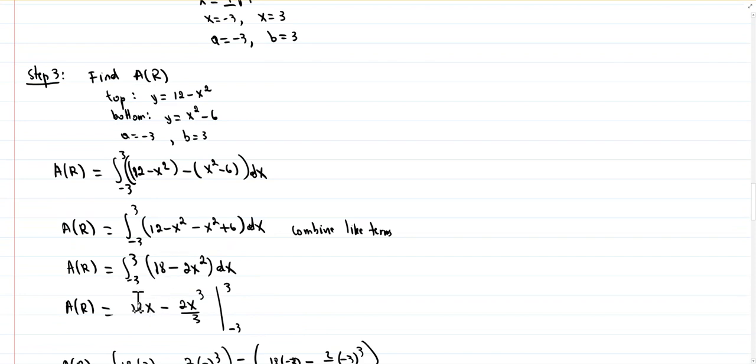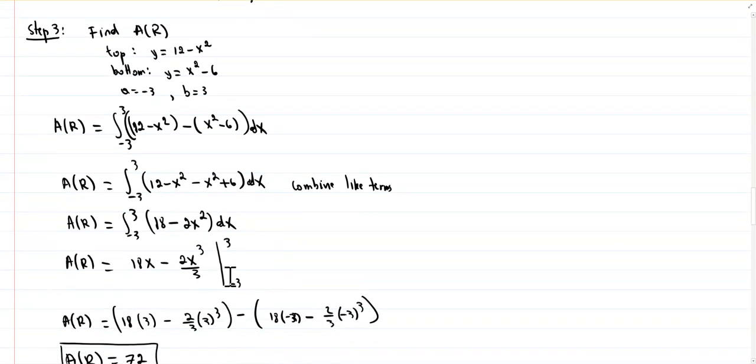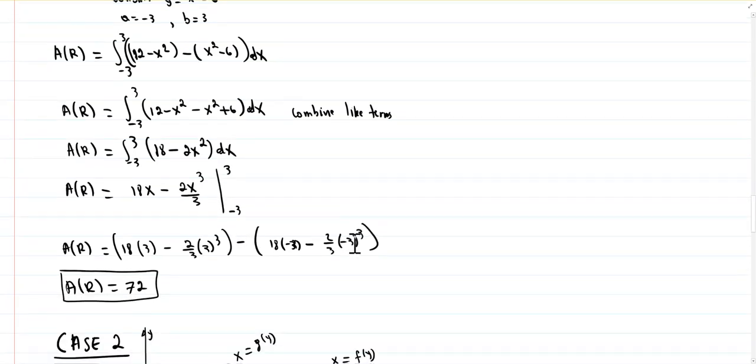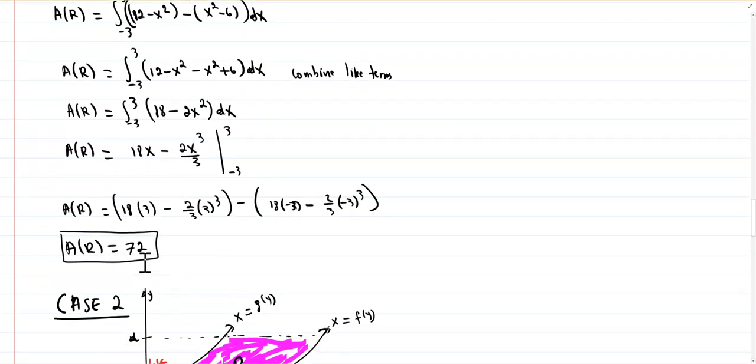So I will integrate this from negative 3 to 3. The antiderivative of 18 gives us 18x, and the antiderivative of 2x squared gives us 2x cubed over 3. Then evaluate this at negative 3 and 3. Always plug in the top limit first, so plug in 3 for x, which gives us this. Then plug in negative 3 for x, which gives us this. Take the difference of the two numbers, and you end up with 72 as the area that you're looking for.